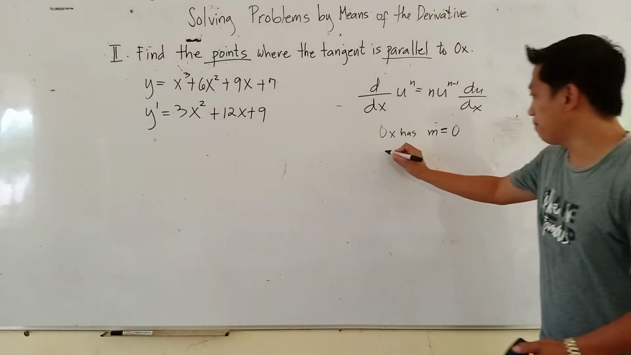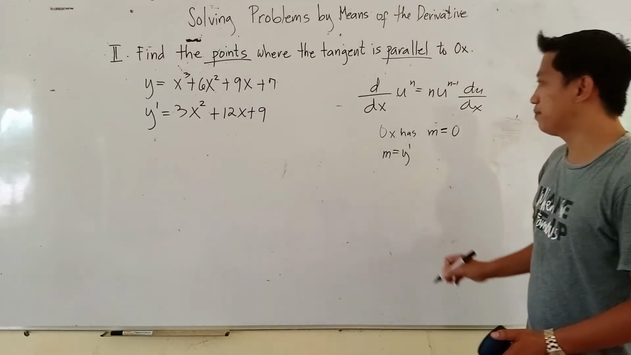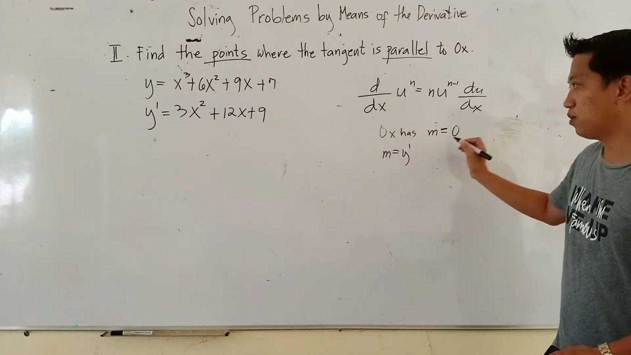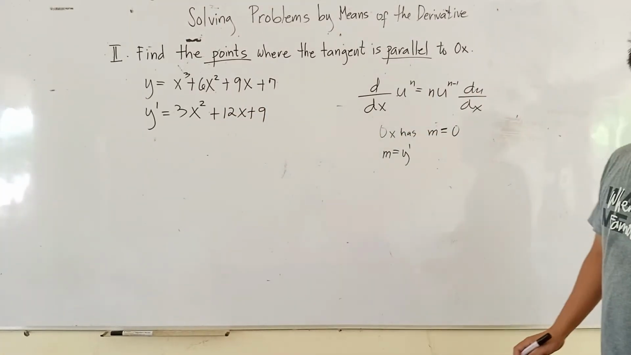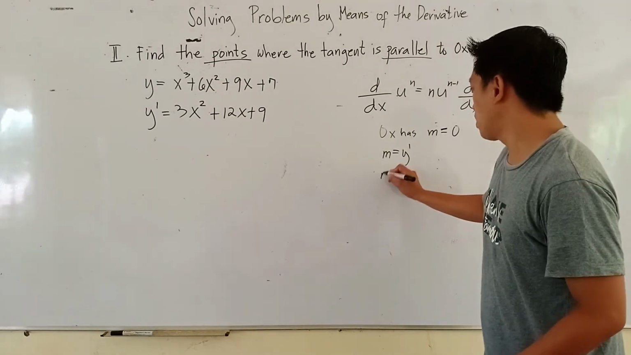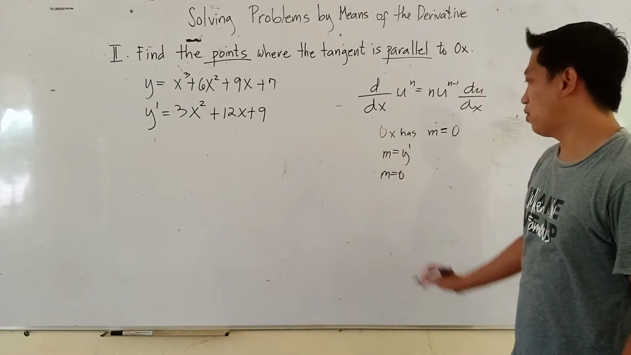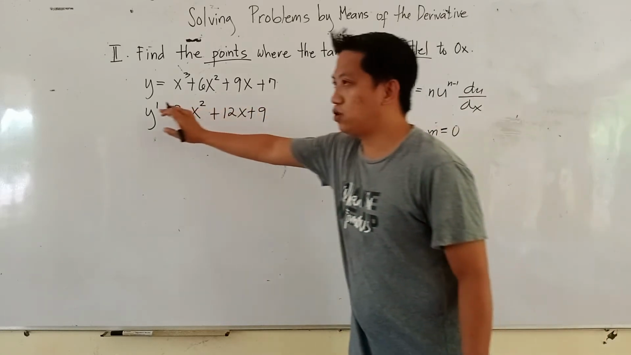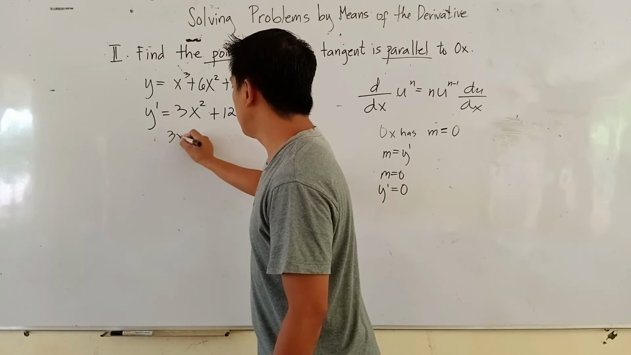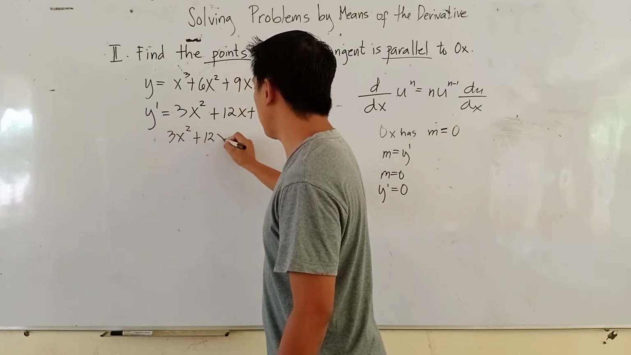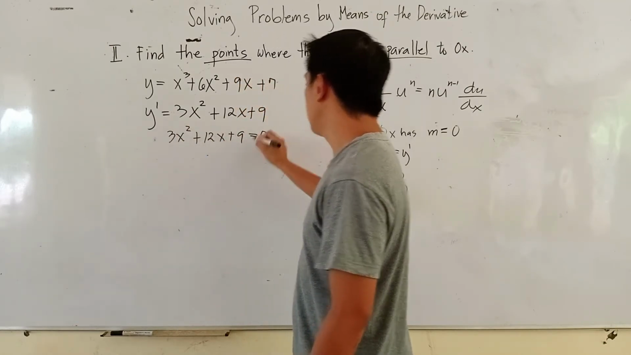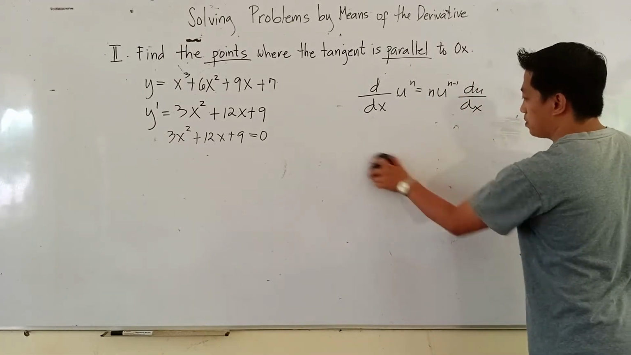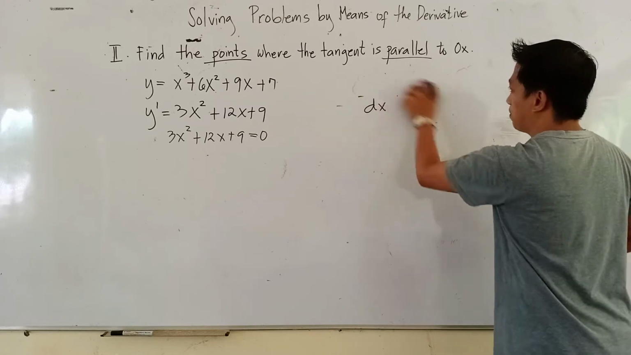So since slope m is equal to y prime, and the slope of the x-axis is equal to 0, therefore our slope is also equal to 0. So our slope is also equal to 0, and y prime is also equal to 0. So we will substitute 0 to y prime. This is now 3x squared plus 12x plus 9 equals 0. So we substitute the slope 0 to y prime.